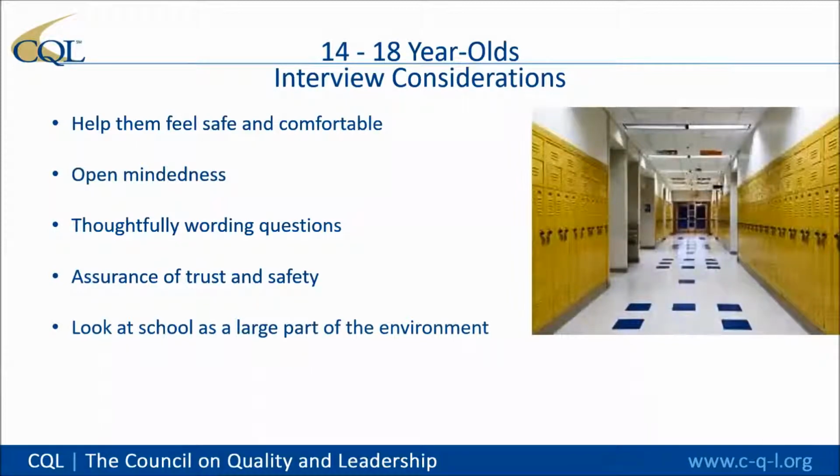Help them feel safe and comfortable. The best way to get a lot of information is to have people feel safe and comfortable and make it a nice organic conversation. Open-mindedness is huge in all interviews, I would say especially at this age between 14 and 18. Thoughtfully wording questions is also true with all interviews, but I think it's especially true in this age demographic. I know sometimes you can say things offensively that you don't think are offensive, so just be careful about how you say things.